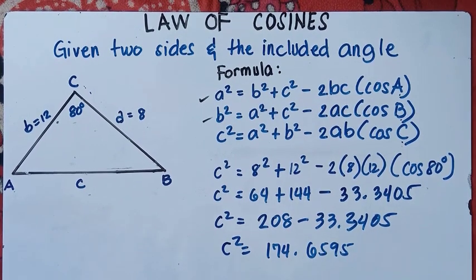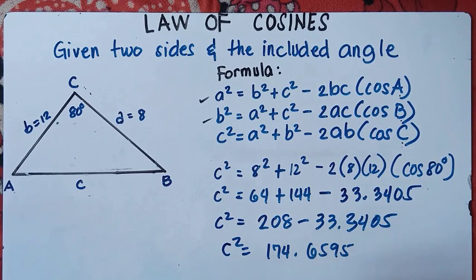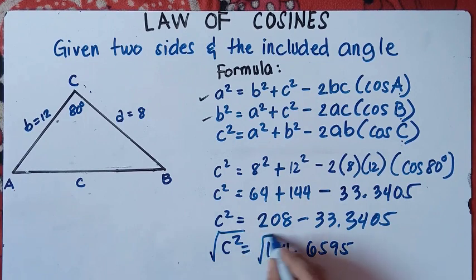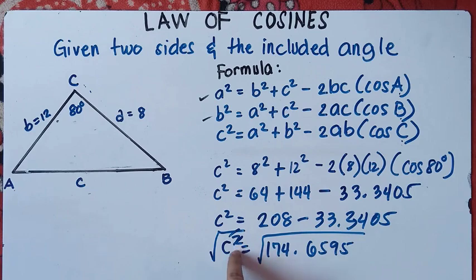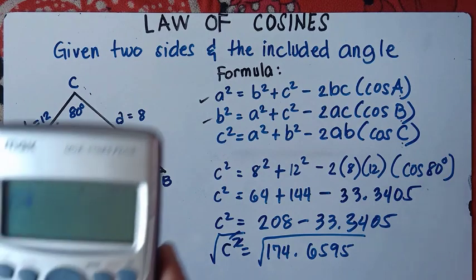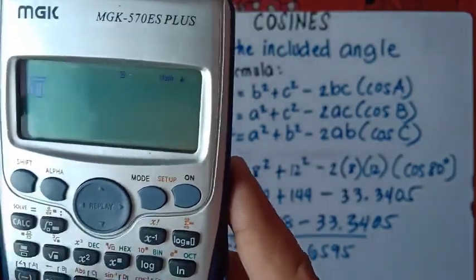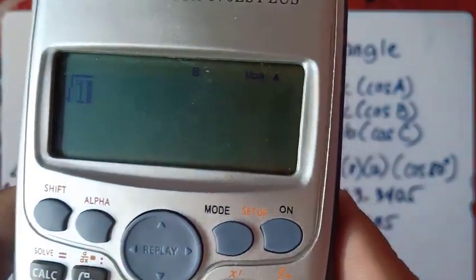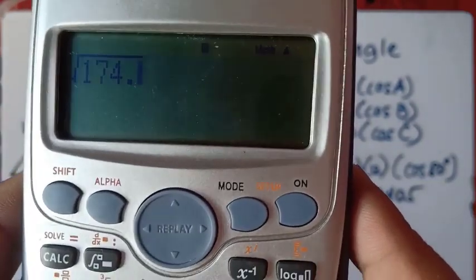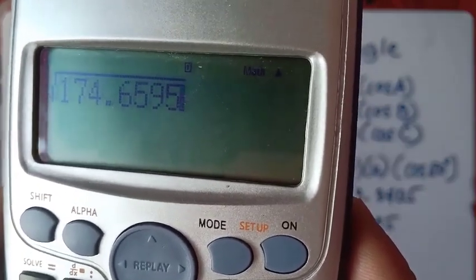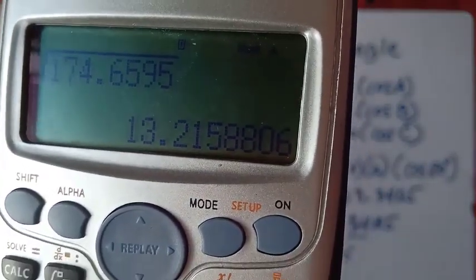So you're not yet done because it means c squared. So you need to extract the square root of both sides to get the value of c, so that you can cancel this squared. So the square root of 174.6595 is equal to 13 point.